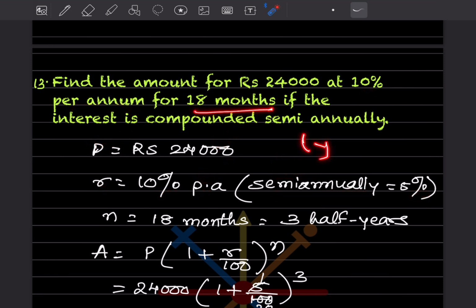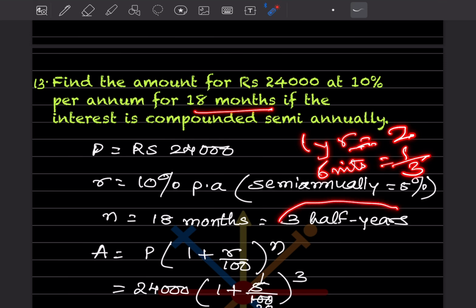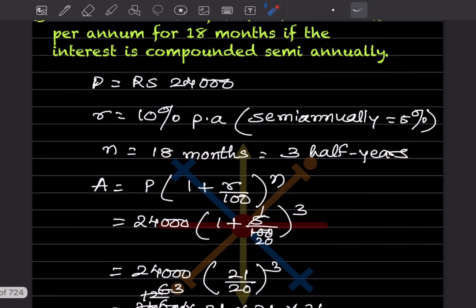And N is given as 18 months. So 1 year has 12 months. If we are doing it semi-annually, this will be 2 times a year. And again you need 6 months, 6 months will be 1, so 18 months is going to be 3 half years. So again, this is the important step. Instead of 18, we are going to write 3 half years, and here we are going to write 5%. Rest all is the same.